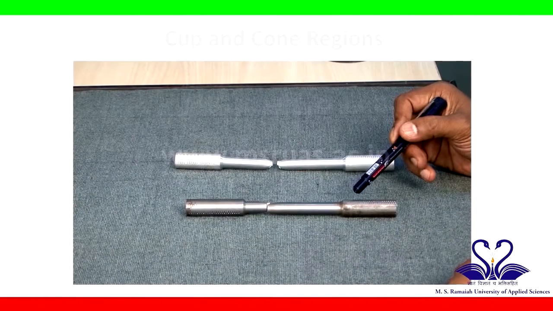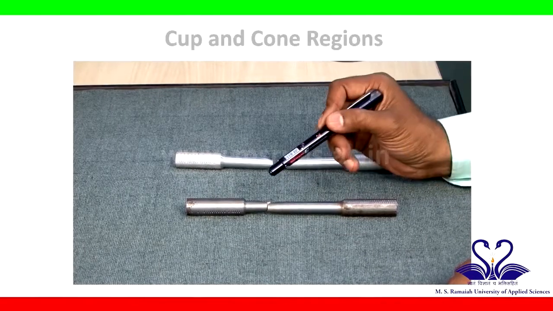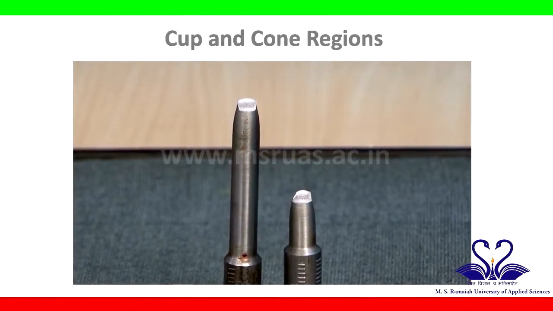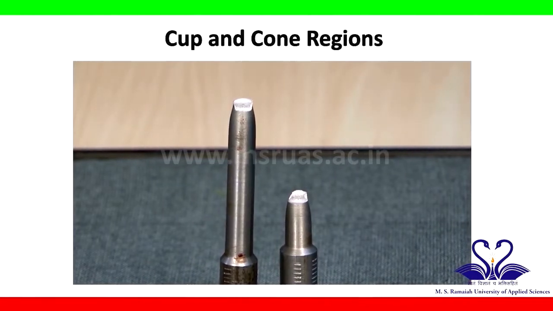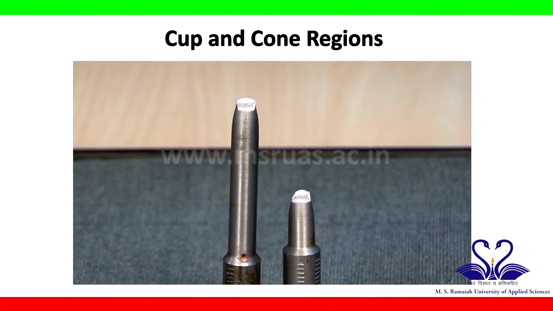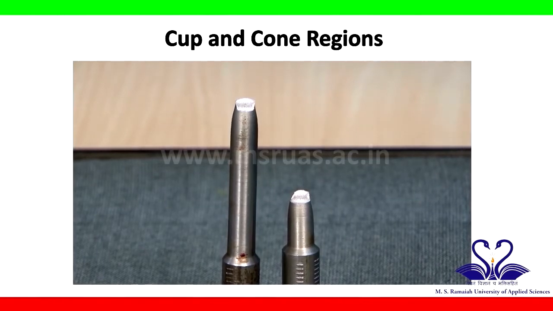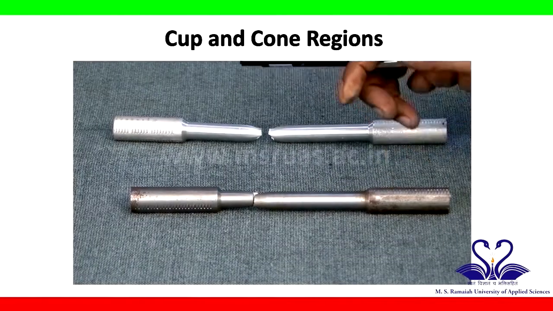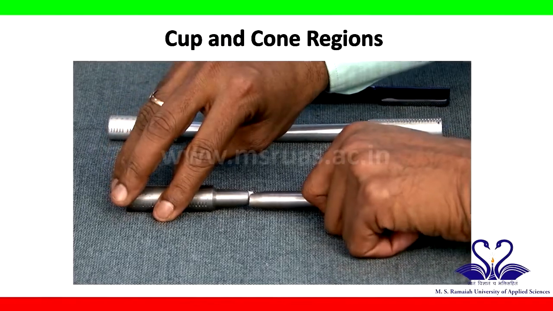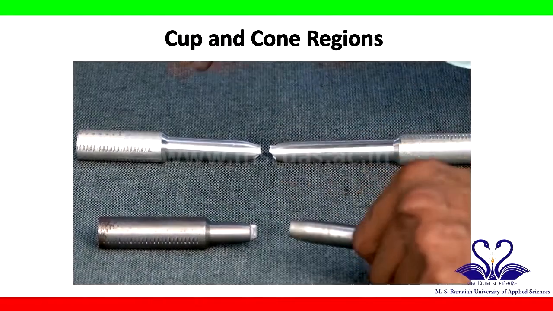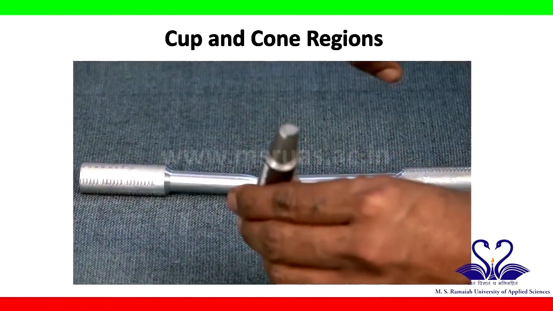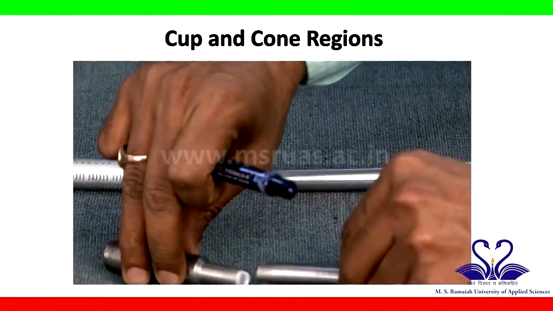This is the tested mild steel sample. We can see the necking and the fractured area. After it has fractured, we have to measure the final gauge length and the final diameter at the neck portion. The fracture has got two regions, the cup region and the cone region. Call it as cup and cone.